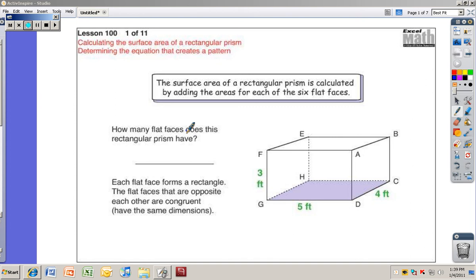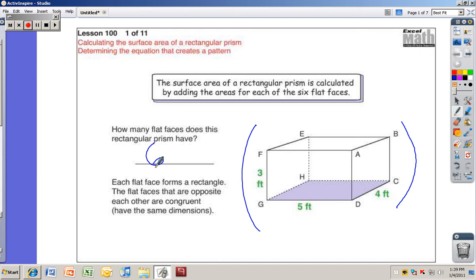The surface area of a rectangular prism is calculated by adding the areas for each of the 6 flat faces. So here's a picture of a rectangular prism right here. How many flat faces does this prism have? Everybody yell out. How many flat faces do you think are on there? 6. Good, Kate. Okay, 6. 6 flat faces. Think of it like a dice. A dice has 6 sides on it, right?